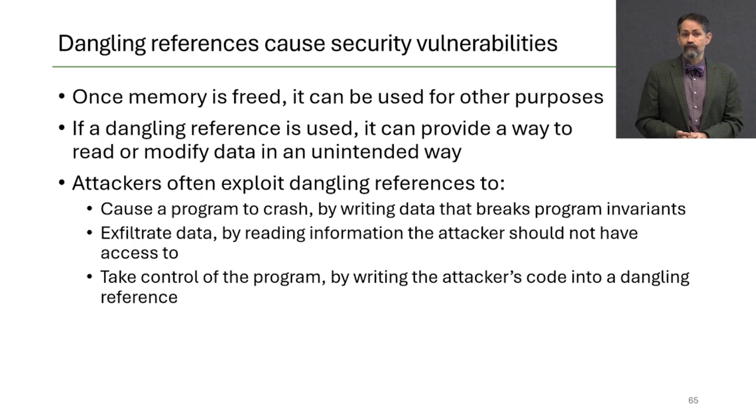Attackers can often exploit dangling references to, for example, cause a program to crash by writing data that breaks program invariants, perhaps exfiltrating data by reading information through a dangling reference that the attacker should not have access to, or even to take control of the program by writing the attacker's code into a dangling reference and then arranging for that to be executed, perhaps by overriding a return value.